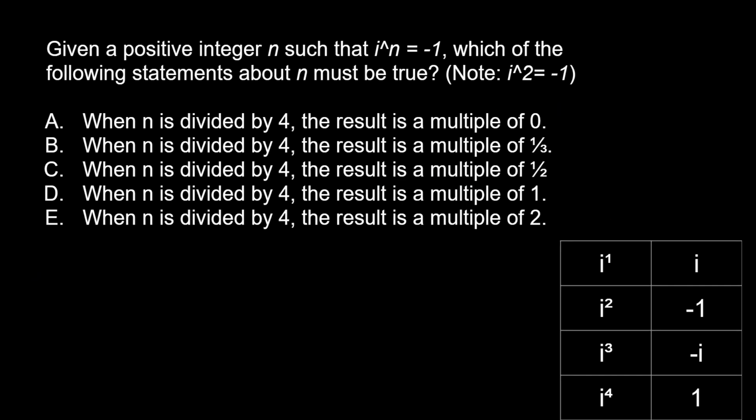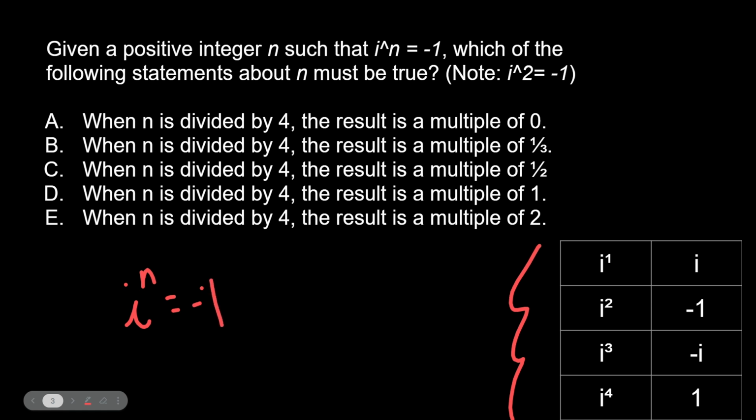Let's look at our next problem here. Given a positive integer n such that i to the n is equal to negative 1, which of the following statements about n must be true? That i squared equals negative 1. Now, in our last video, we noticed that the powers of i run through a cycle. As long as you can figure out what part of the cycle these are on, you can figure out what i to whatever power is. And so we're looking for something that makes i raised to the n power equal to negative 1. Now, that means it must fall under i squared.